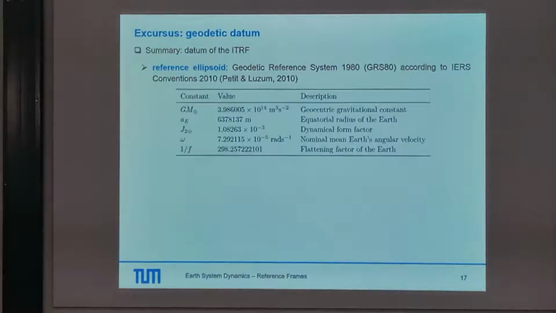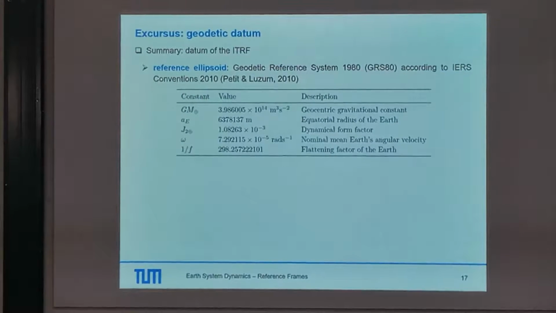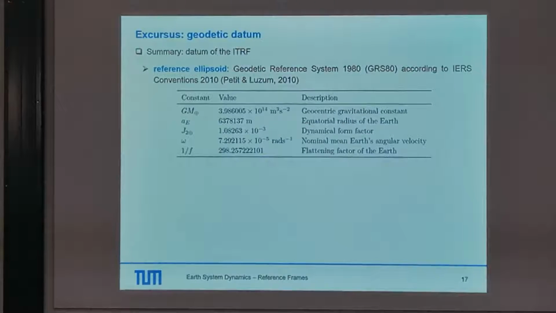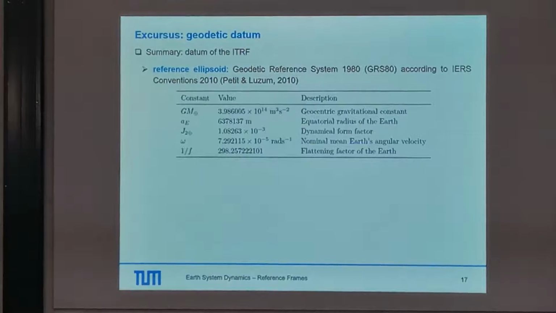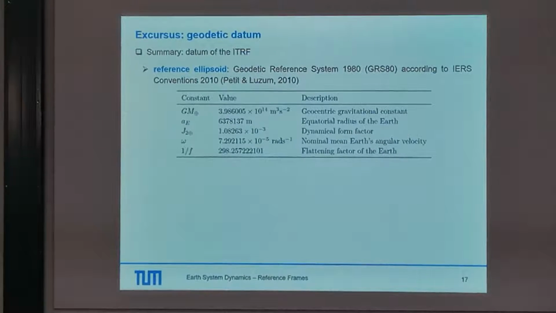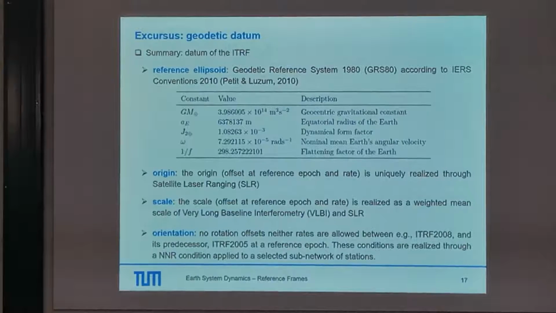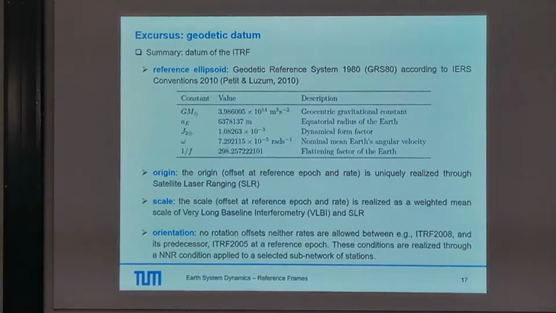We have first of all defined a so-called reference ellipsoid. That's the Geodetic Reference System 1980, so the GRS80. And according to the IERS convention, we have these 4 or 5 parameters given there. We have a value GM, the semi-major axis of this ellipsoid. We have a dynamical form factor, which describes together with 1 over f the flattening of the Earth, and we have the nominal mean Earth angular velocity. They are incorporated into the datum definition, and then we have to take care only about 3 different points. First of all, the origin, then the scale, and the orientation.